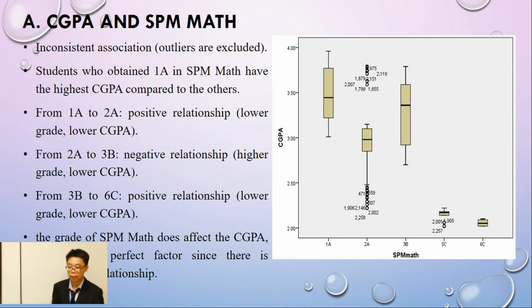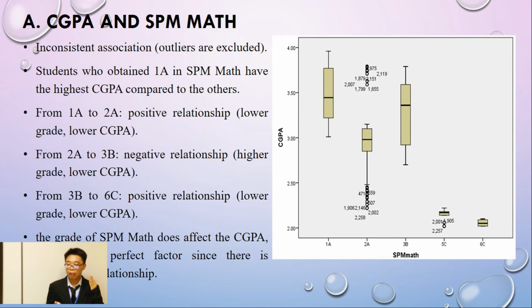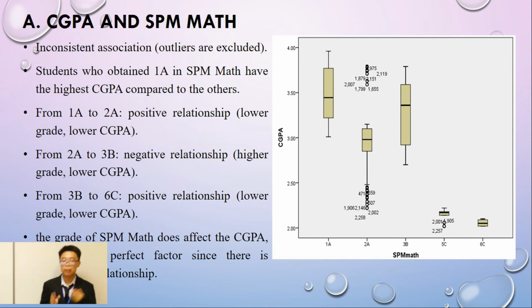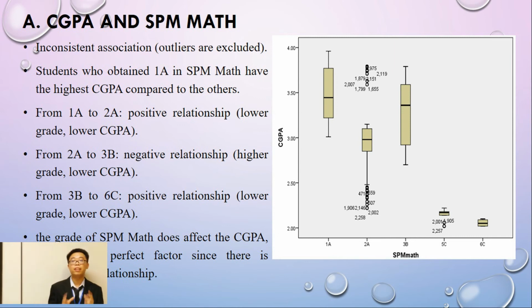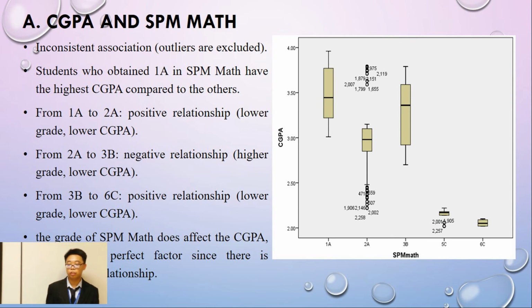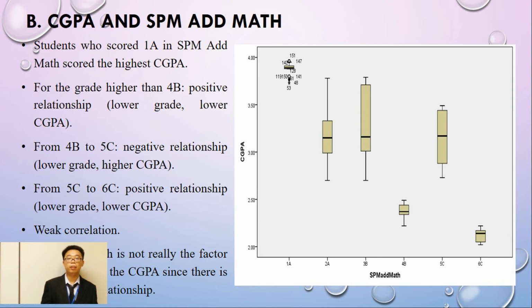And then from 3B to 6C, there exists again a positive relationship between the CGPA and also the SPM Math, meaning that when they obtain a lower grade, they obtain a lower CGPA. So from here we can conclude that the grade of SPM Math actually does affect the CGPA, but it is not the perfect key factor that affects the CGPA, since there exists an inconsistent relationship. So next, let us see the relationship between CGPA and also SPM Add Math.